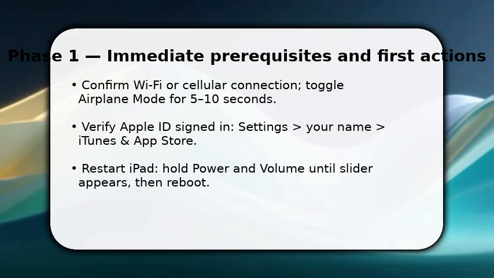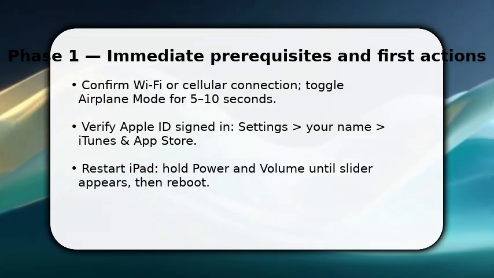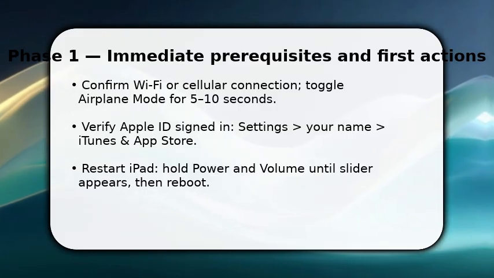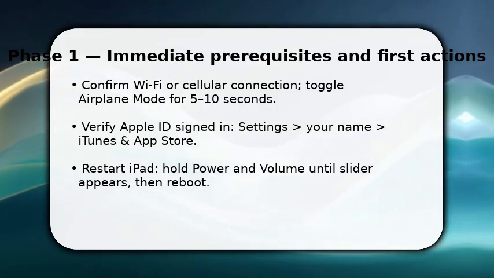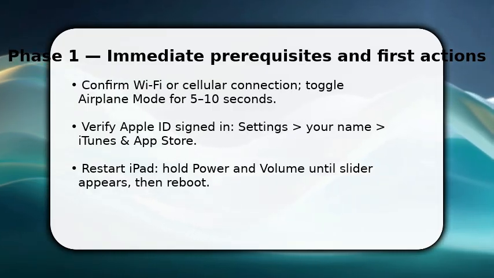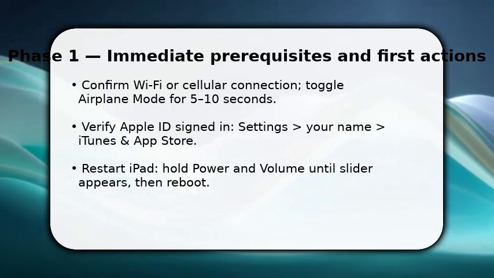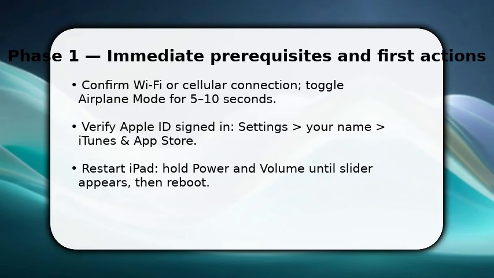You begin by ensuring network and account essentials are correct. This stops wasted troubleshooting. First, check Wi-Fi or cellular, then briefly toggle airplane mode. This resets radio stacks. Once connected, open settings and confirm your Apple ID is signed into the App Store. An unsigned account prevents downloads.